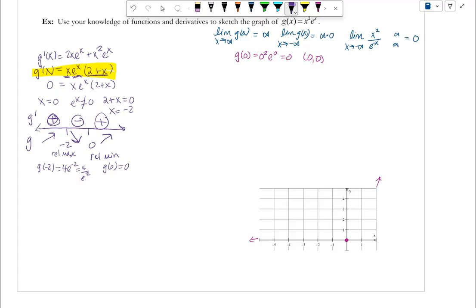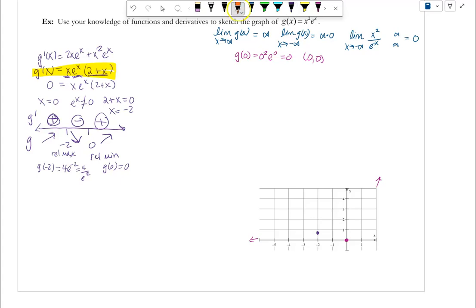All right, so when we think about graphing (-2, 4 over e squared), that number is going to be a little bit less than 1 because we know e squared is going to be a number between 4 and 9, and it's actually closer to 9 than it is to 4, so just something to think about when we're evaluating that. I'm just going to estimate where it is on the graph, so let's say maybe about here would be our (-2, 4 over e squared) point. So we know that's the location of our relative max.